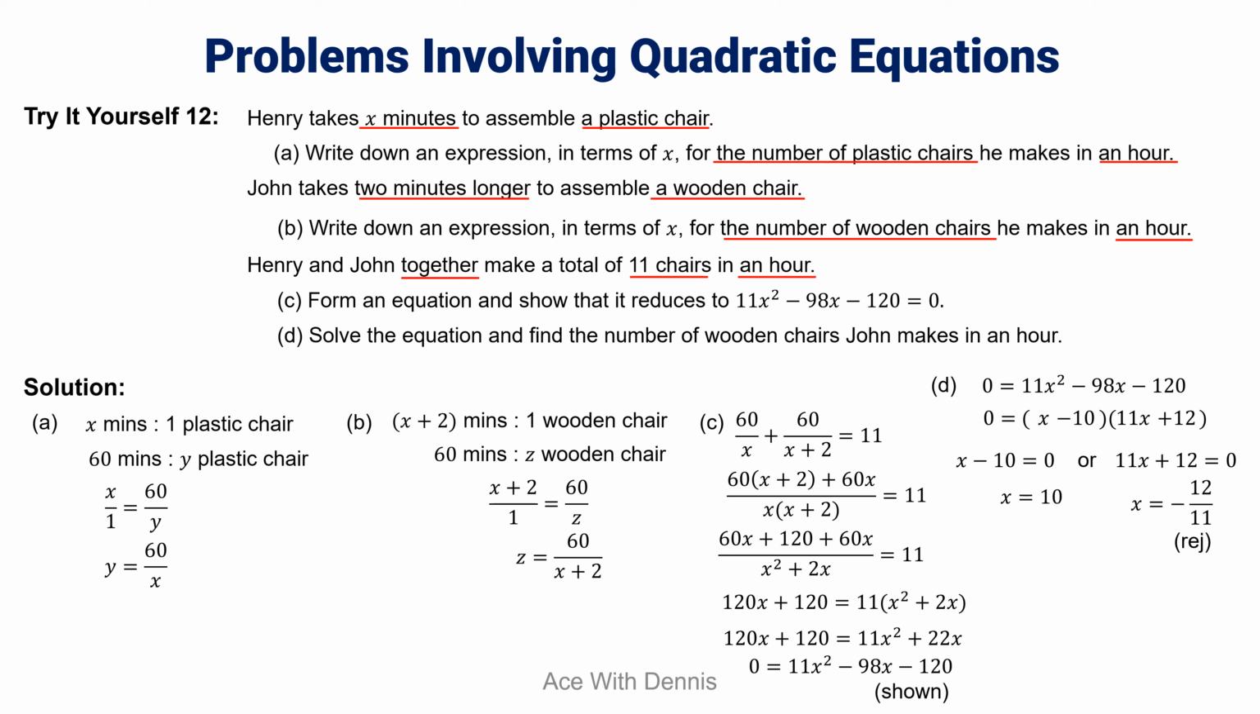We will have to reject the negative fraction because x is for the number of minutes, so it doesn't make sense to have a negative and a fraction. Now write down the answer to the question: the number of chairs John makes in an hour, which is z equals 60 over x plus 2. Consider the value 60 over 10 plus 2, which is 5 chairs.